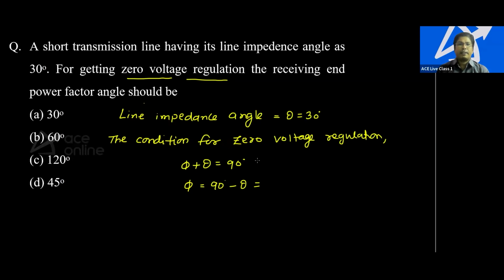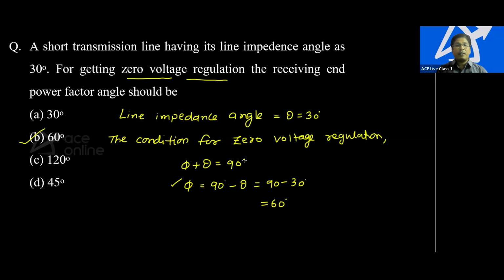Where 90 minus theta, it is 90 minus 30. It will be 60 degrees. So where phi is the load power factor angle, the load power factor angle should be 60 degrees. Right, students? Phi plus theta is equivalent to 90 is the condition for 0 voltage regulation.